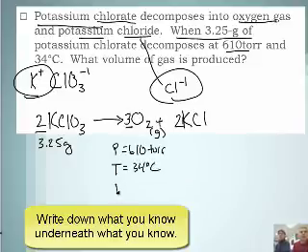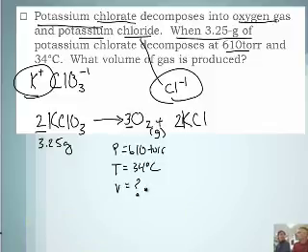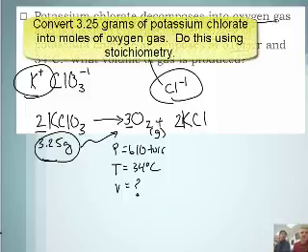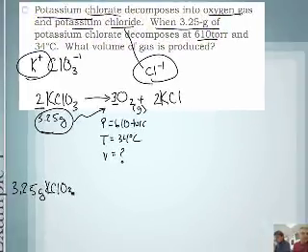And it's asking what is the volume of the oxygen gas. So we have almost enough stuff to use PV equals nRT. We need n, though. The one thing we're missing is n, but we can get that from stoichiometry. So I'm going to take this 3.25 grams and convert to moles of oxygen gas. So watch what I do. I'll say 3.25 grams of KClO3 over 1.